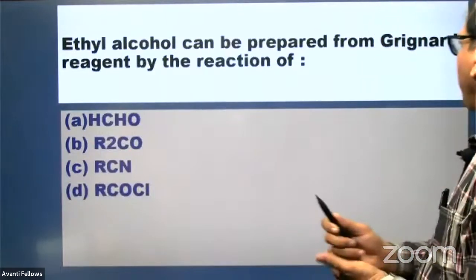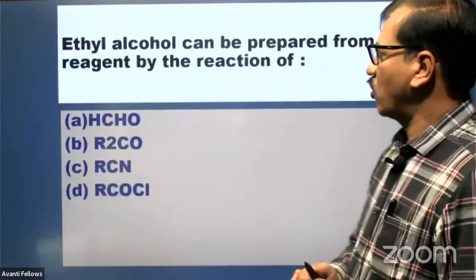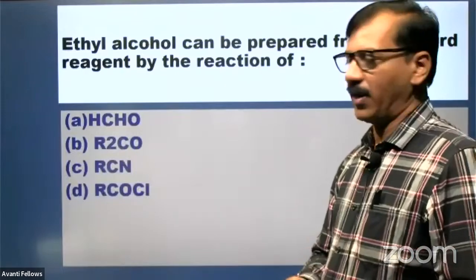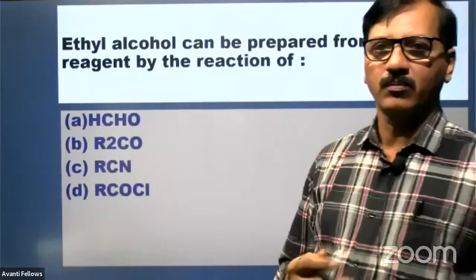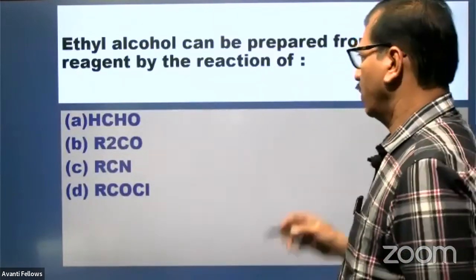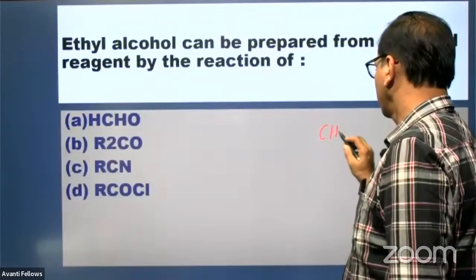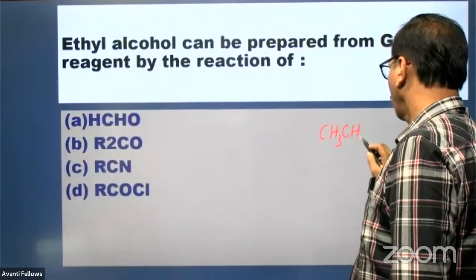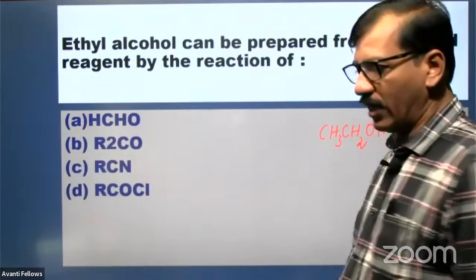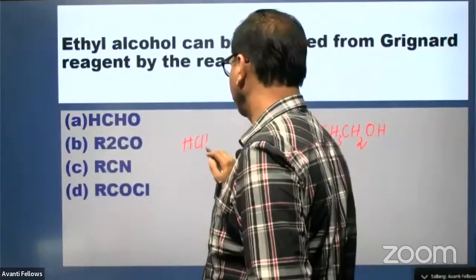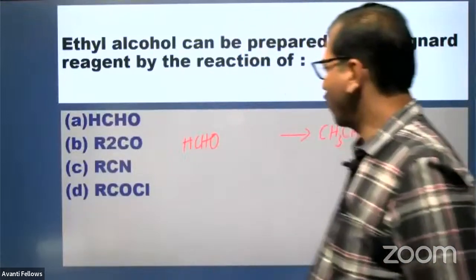Ethyl alcohol can be prepared from Grignard reagent by the reaction of... Ethyl alcohol can be prepared by the reaction. Formaldehyde, sir. Option A. Formaldehyde, HCHO. Is it right?